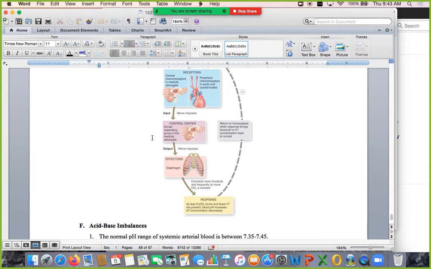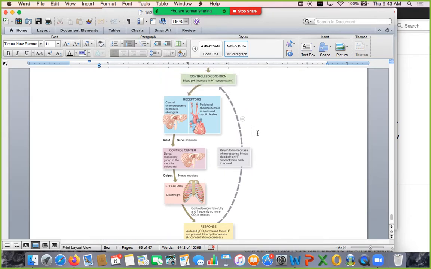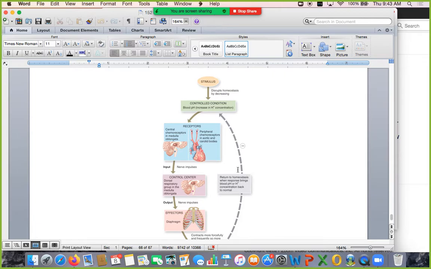And that's going to have effectors in terms of forcing the diaphragm to contract more forcefully and frequently so the carbon dioxide is exhaled. Eventually, we're going to end up with less carbon dioxide in our body, which means that we have less H2CO3 forming, which means that our blood pH is going to increase because we have fewer hydrogen ions, because we've off-gassed some of them, right? Because we've off-gassed carbon dioxide, our pH is going to come back up and return to normal, thus restoring our controlled condition.